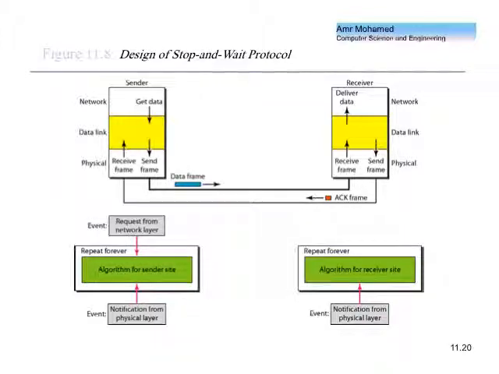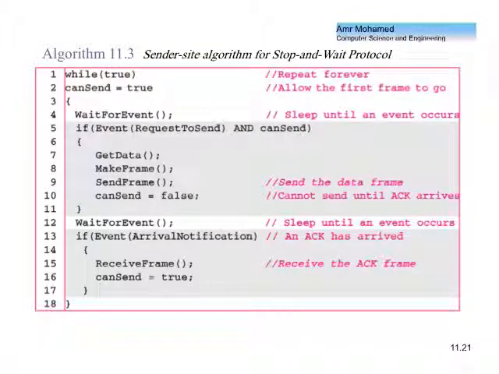Then what I need to do is receive this data and send it above. But before I send it above, I have to send the acknowledgement. The acknowledgement here is not an event. I'm waiting for one single event, and once this event happens, I send up and I send down the acknowledgement, both at the same time. This is how it looks in pseudocode.